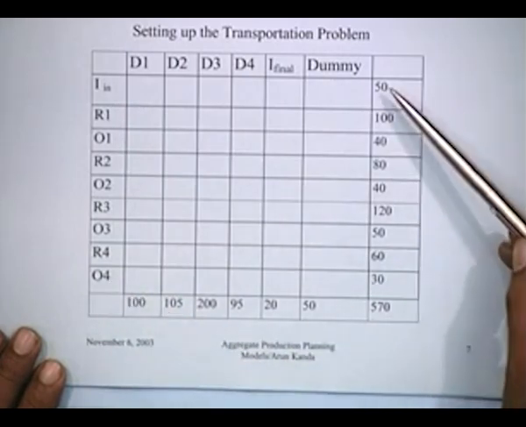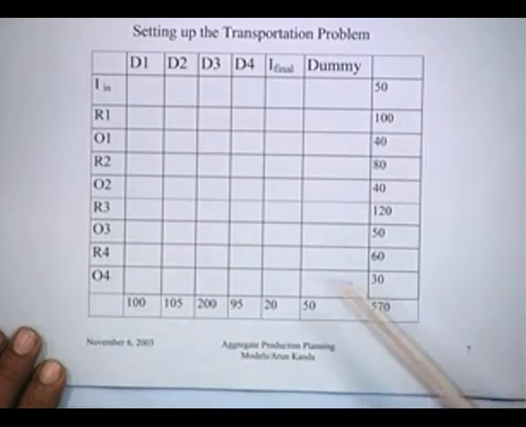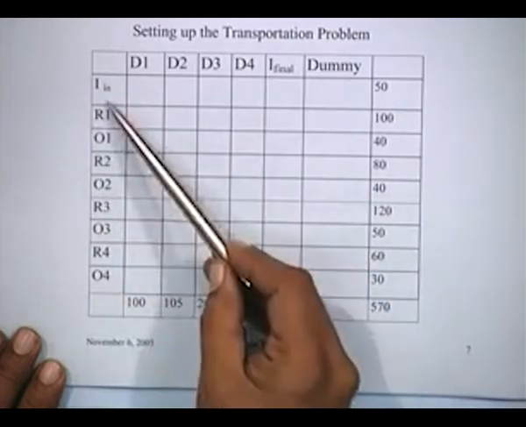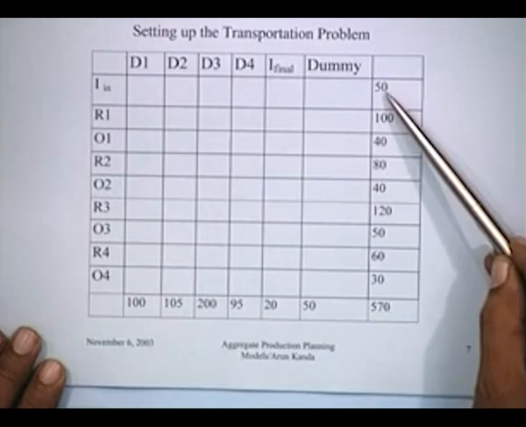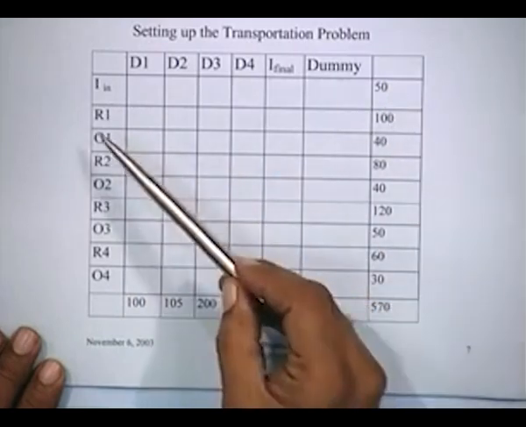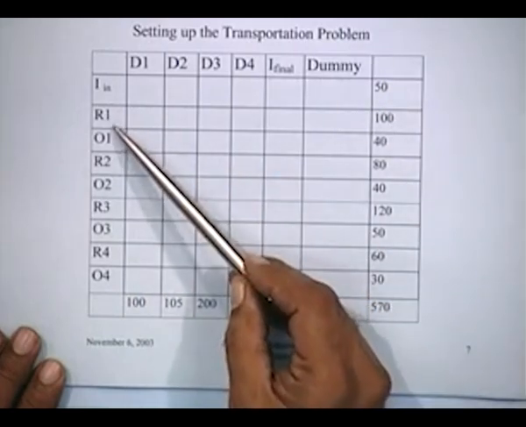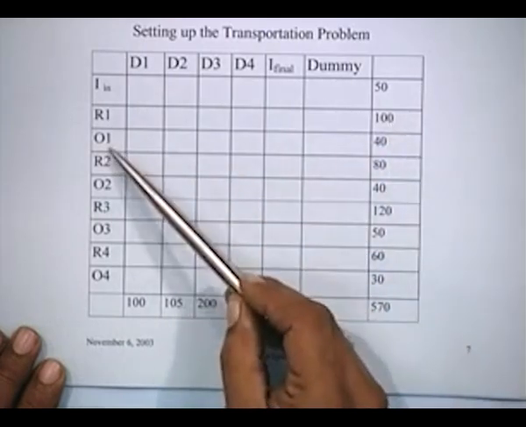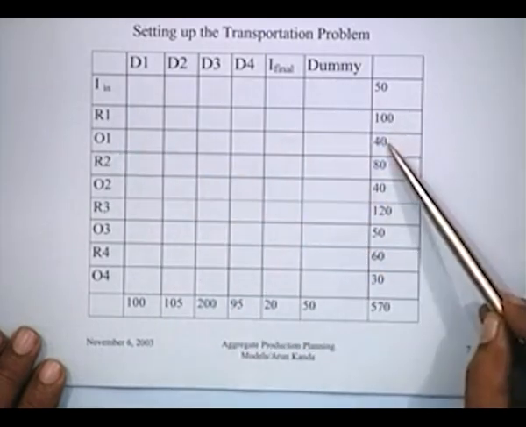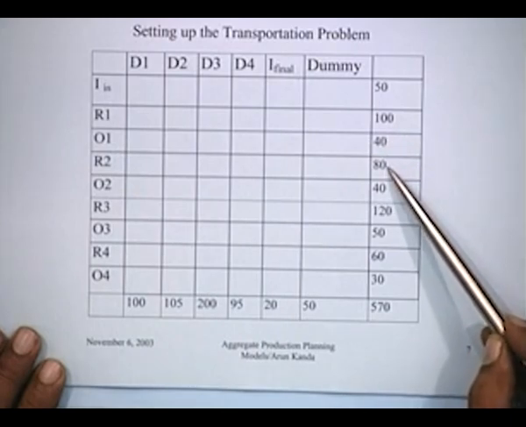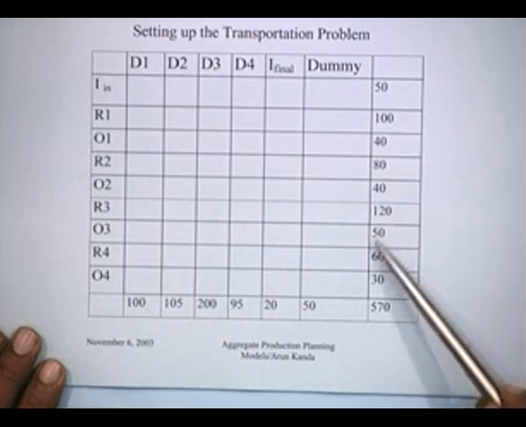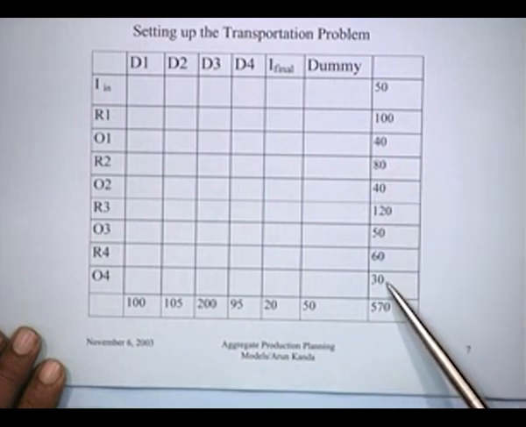And we note down here the quantum of supply available in these various sources. So what you notice is that initial inventory is 50 units. So we write that 50 units here. The production on regular time in the first period is 100. So we put that here. The production in overtime in the first period is 40. So we put that down here. And similarly, regular time production in the second period, overtime production in the second period, and so on. So we have these figures.